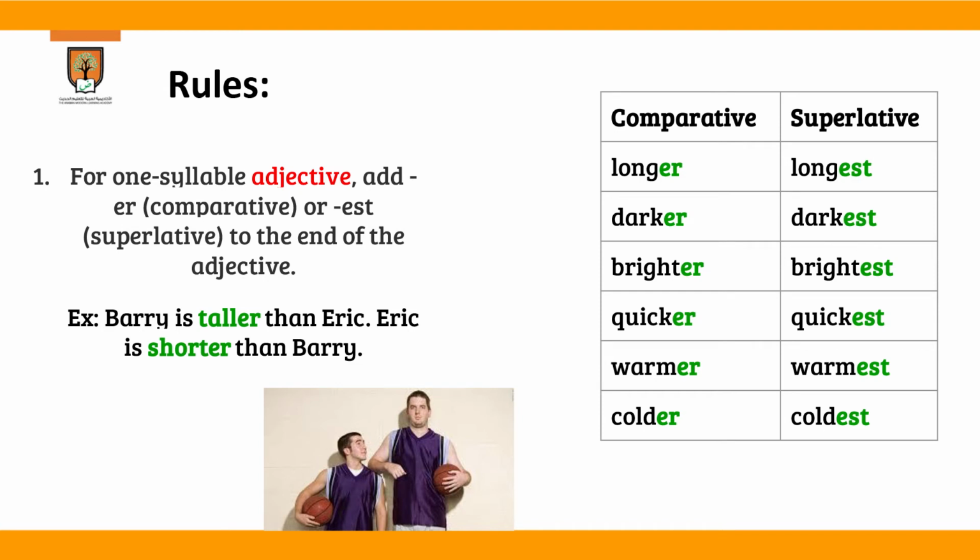Rules. Number 1. For 1-syllable adjectives, add ER, comparative, or EST, superlative, to the end of the adjective. Here's an example. Barry is taller than Eric. Eric is shorter than Barry. In the chart, you can see comparative and superlative. Longer, longest, darker, darkest, brighter, brightest, quicker, quickest, warmer, warmest, colder, coldest.